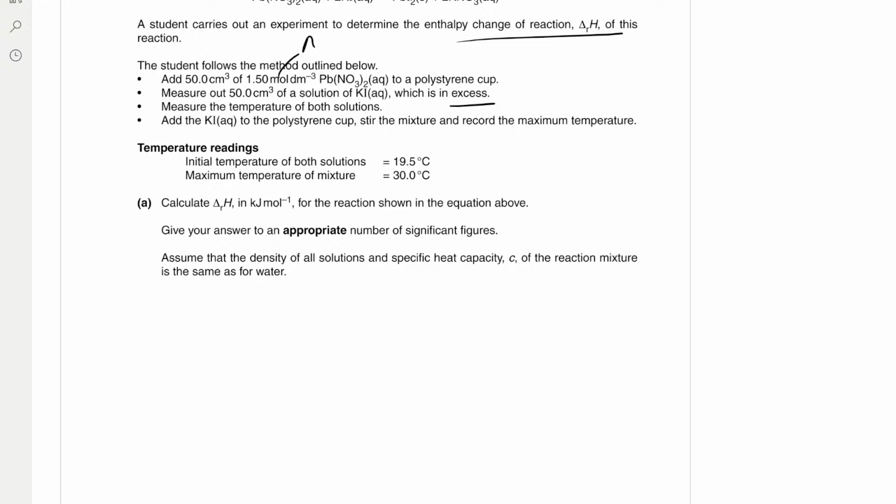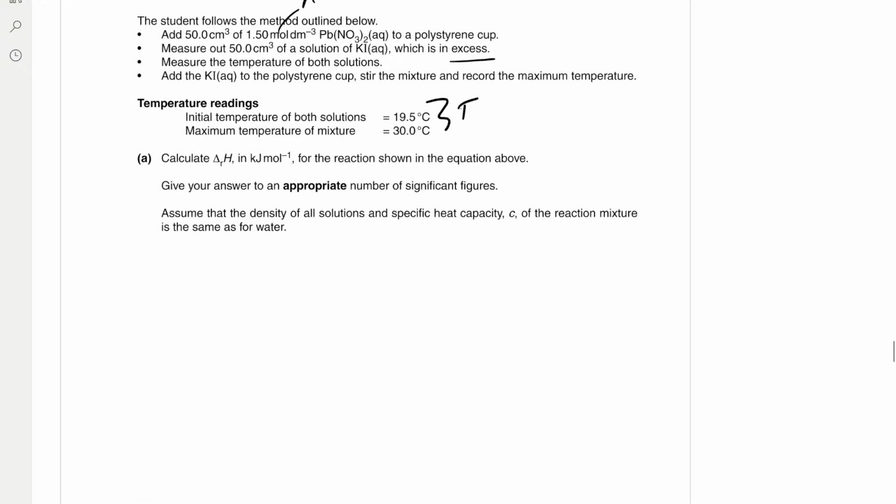Measure the temperature of both solutions. And then add the KI to the polystyrene cup, stir the mixture and record the maximum temperature. So this is how we can calculate our temperature change, delta T.